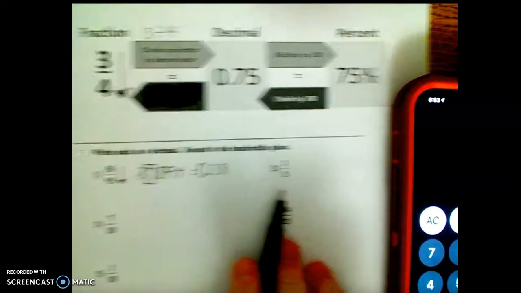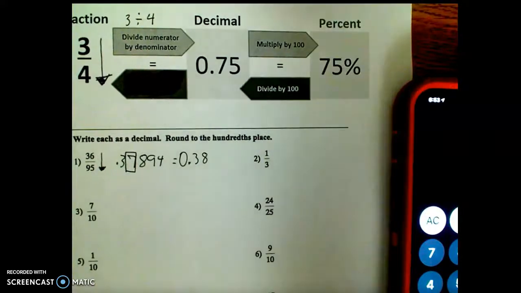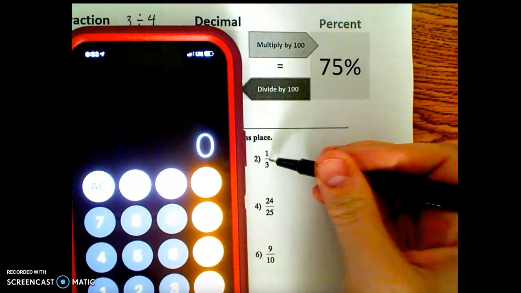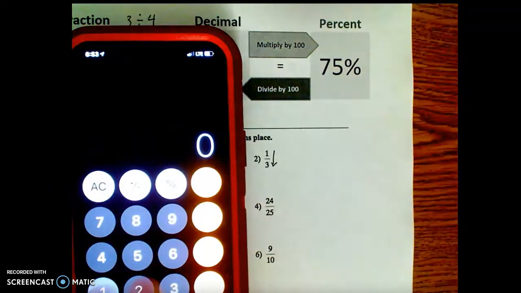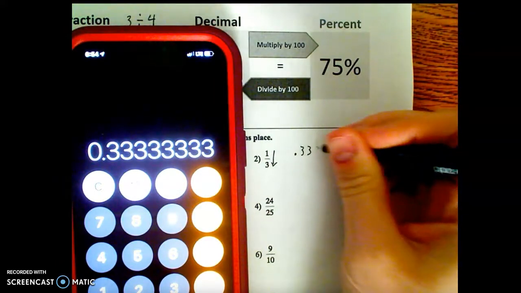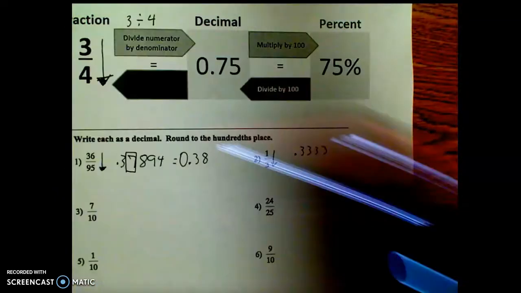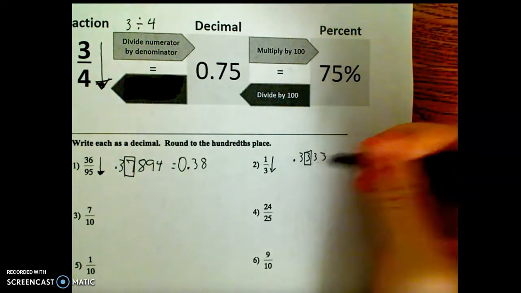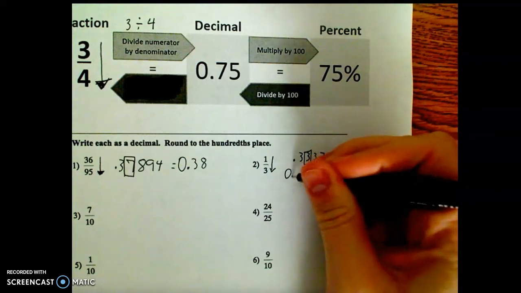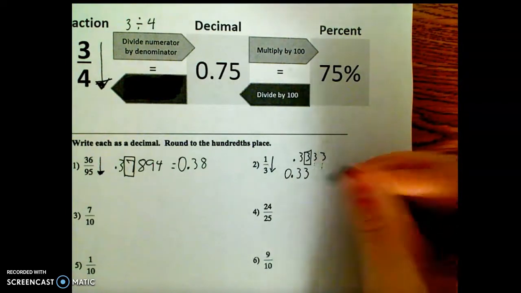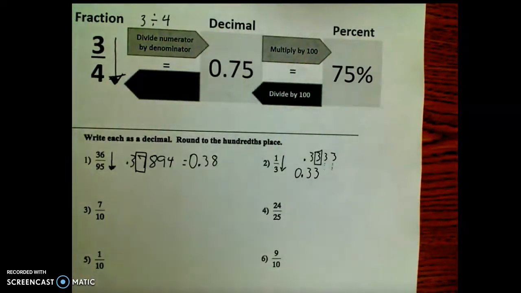Let's do one more together. 1/3. So in our calculator, we are going to type in 1 divided by 3. Remember, top to bottom. 1 divided by 3 is 0.33333 repeating. Now this time, when I look at my hundredths place, I don't need to round up. So when I write my final answer, 0.33. Again, I could put some zeros here, or I could just not write them because zeros are not necessary. So there it is. Done.